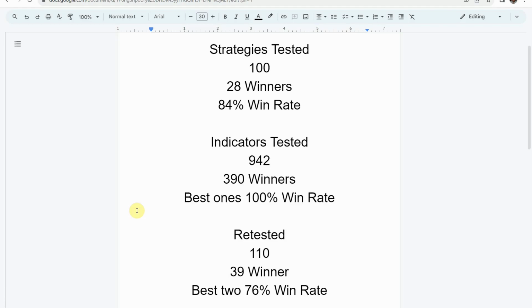We've also retested in the advanced testing 110 of the winning indicators. 39 of them have been able to maintain the winning status, the best two, a 76% win rate. Keep in mind that we test most of these strategies and indicators on the Forex and crypto market, but they can be applied to just about any market and time frame universally.